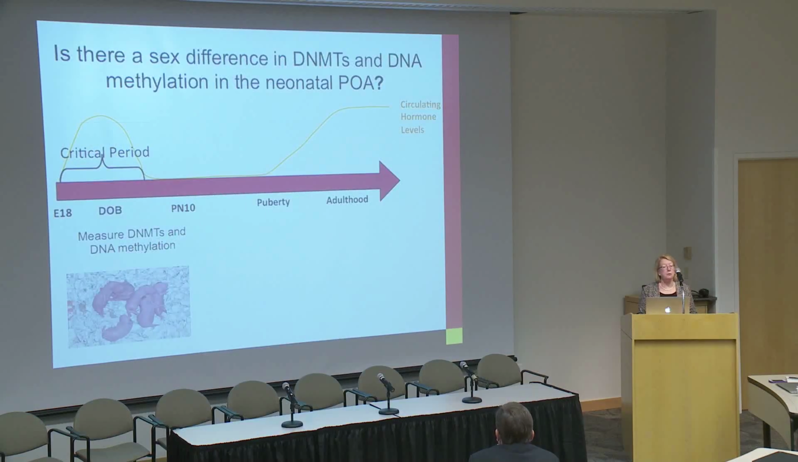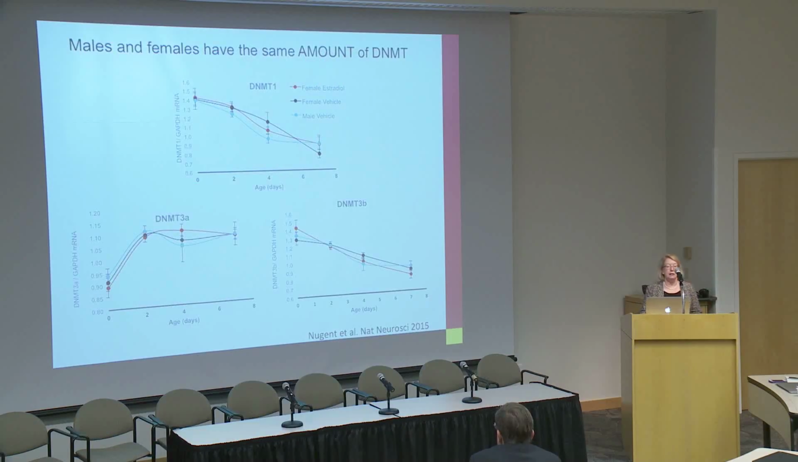But just starting with first principles, we asked, is there a sex difference in the DNMTs and DNA methylation in the neonatal POA? Again, we're focusing at this same developmental period. This is the thesis work of Bridget Nugent. She did quantitative PCR of all three of the DNMTs, as well as exhaustive Western blots, on the day of birth, 2 days old, 4 days old, and 7 days old. She did 3 groups: males, females, and females masculinized with estradiol. She had very large Ns, and as you can see, she found bupkis.